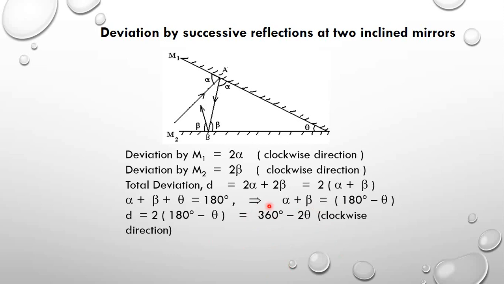This can be shown also that in the anti-clockwise direction, it will simply be 2 theta. That is in the anti-clockwise direction. So the deviation by successive reflection at two inclined mirrors will be given by twice the angle between the two inclined mirrors.